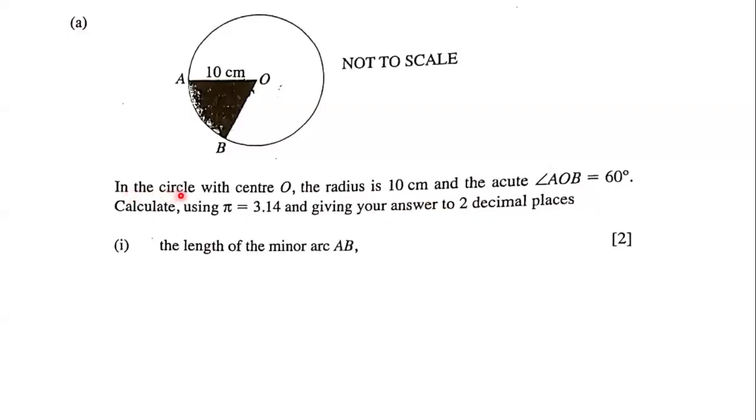In the circle with center O, the radius is 10 centimeters, and the acute angle AOB is equal to 60 degrees. Calculate, using pi as 3.14 and giving your answers to 2 decimal places, the length of the minor arc AB. And so our goal is to determine what is the length of this minor arc AB.